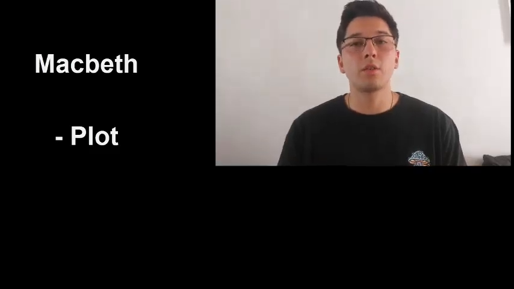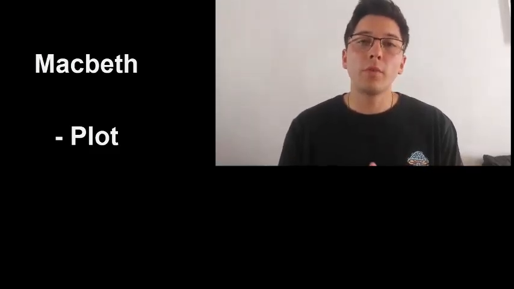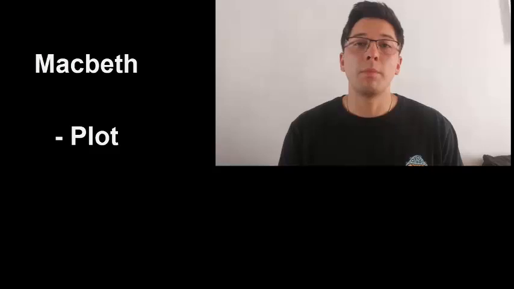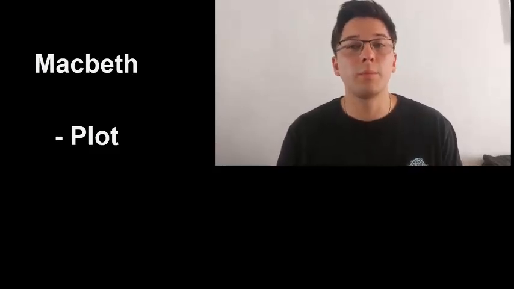Well, the plot is basically that Macbeth, a Scottish general, is prophesied that he will become king. Then, driven by ambition and his wife's manipulation, he murders King Duncan and seizes the throne. However, his guilt and paranoia lead to his downfall.